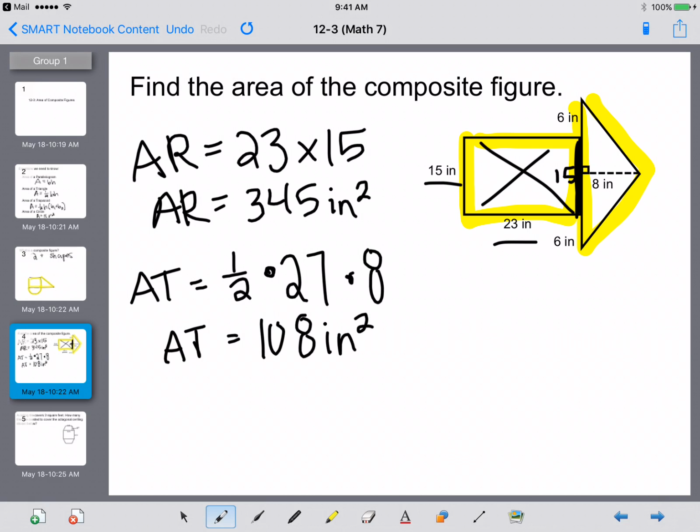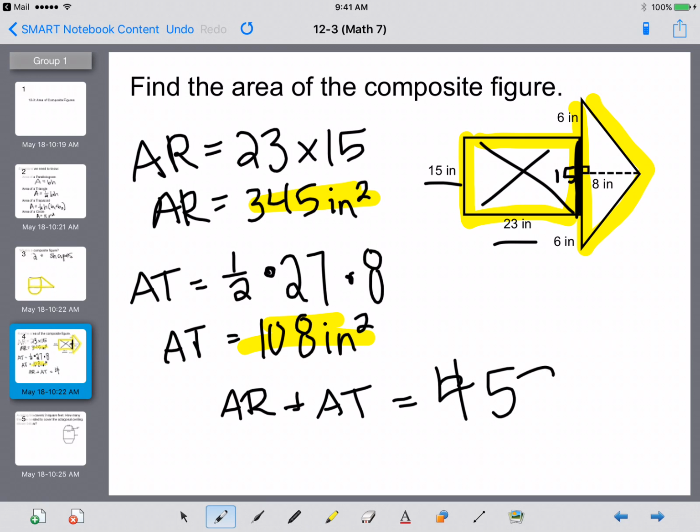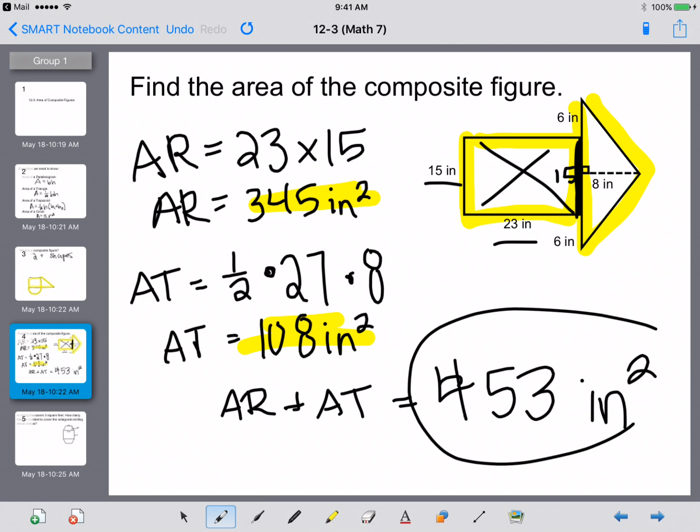The area of the entire figure is the area of our rectangle plus the area of our triangle. So 108 plus 345, getting us the total area of 453 inches squared. Very important that you are including that unit as well.